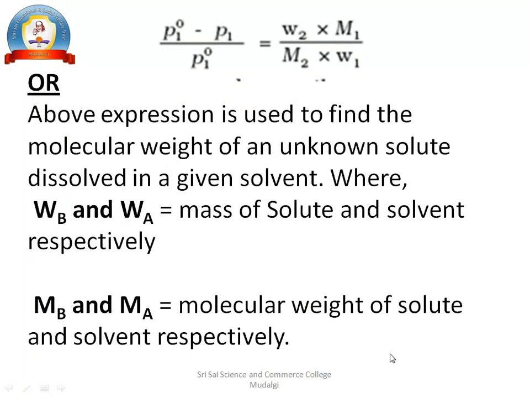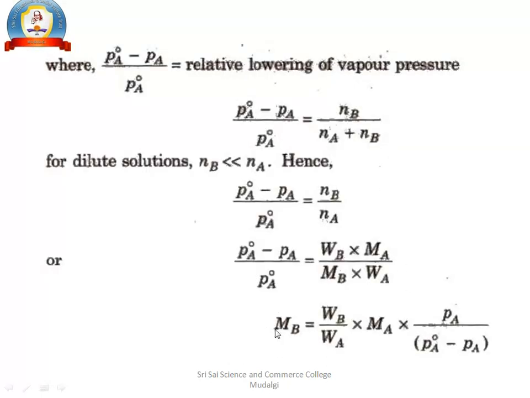Now, we can write the same formula like this, W2 to W1 as I told you. P naught A minus P naught 1 minus P1 whole divided by P naught 1 is equal to W2 into M1 whole divided by M2 into W1. So 2 refers to your solute, weight of solute, molecular mass of solute, molecular mass of solvent, weight of solvent. Right. So either you can use this formula or you can use this formula, whichever you feel.